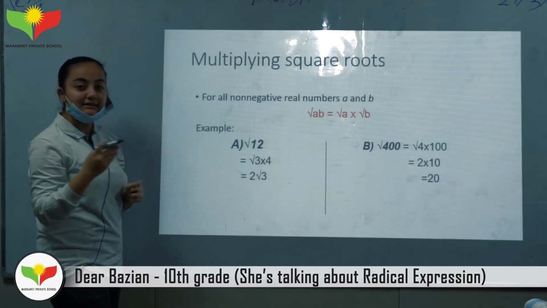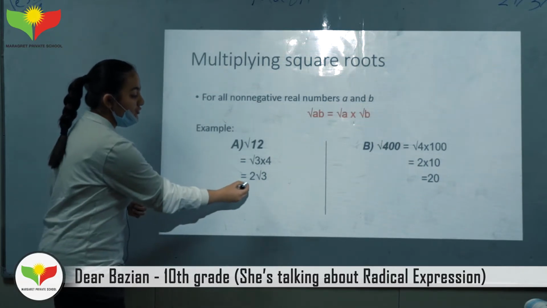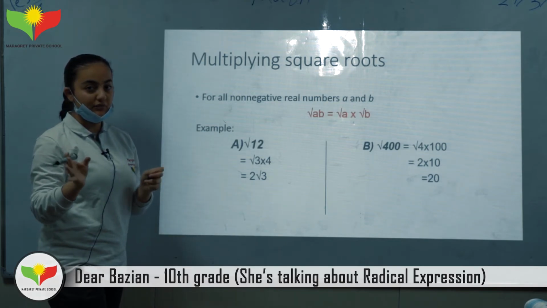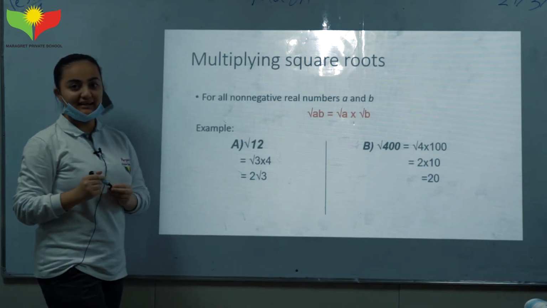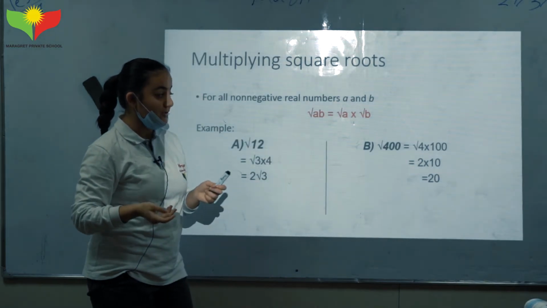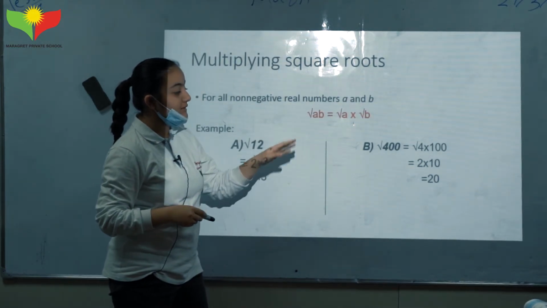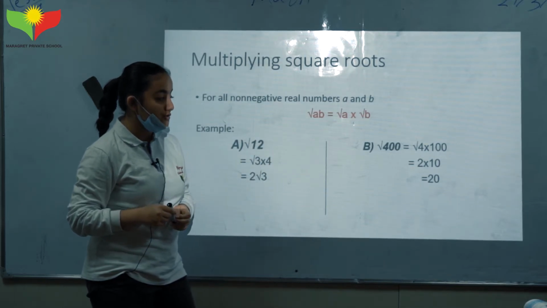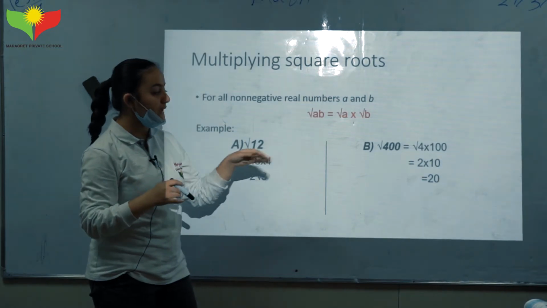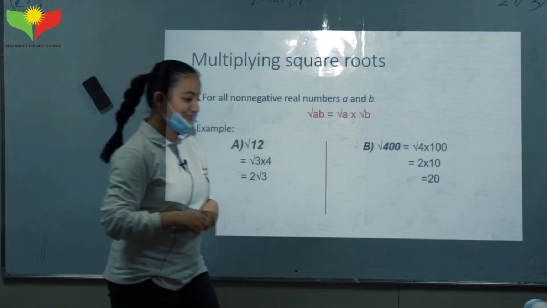We will simplify it even more. It will be 2 square root of 3, because 2 times 2 equals 4, and the square root of 3, we don't have it, so we will just write it as it is. And then we have b, which is the square root of 400. We will write the square root of 4 times 100, it will be 2 times 10. We will simplify it even more. 2 times 10 equals 20.